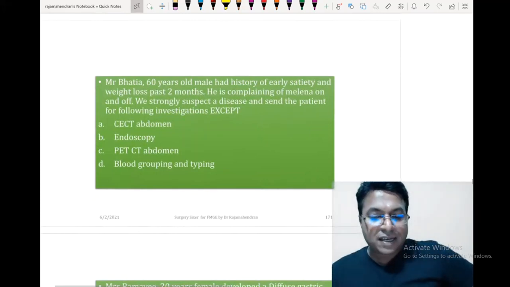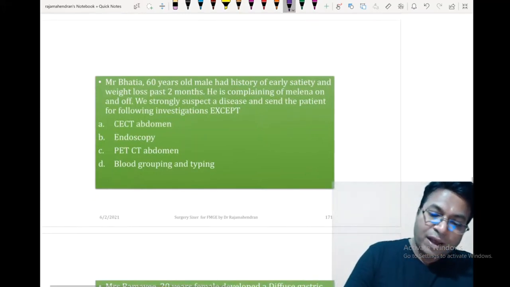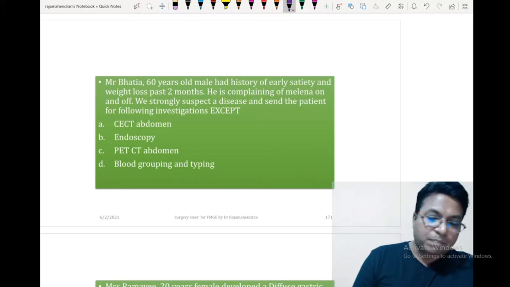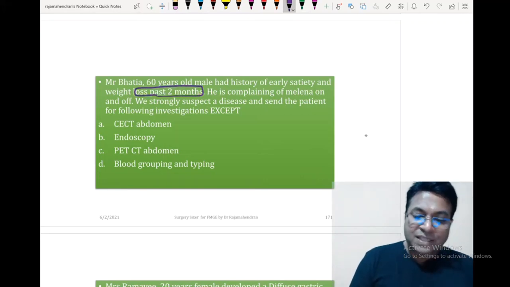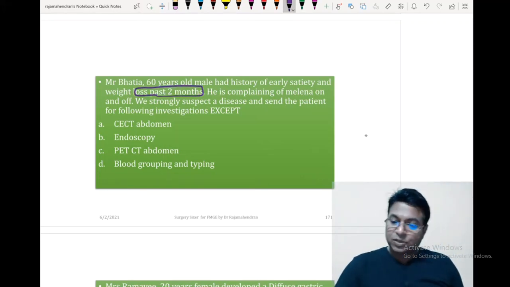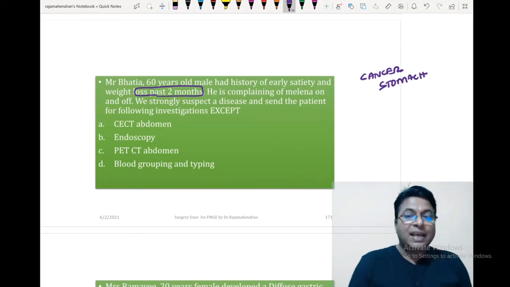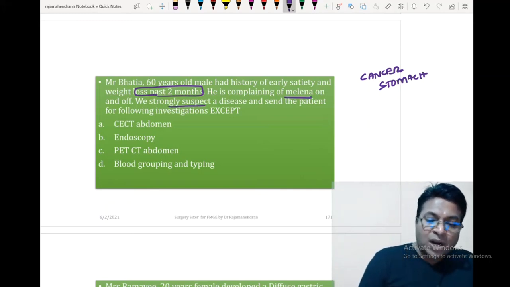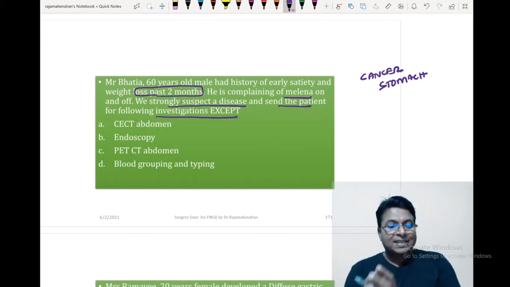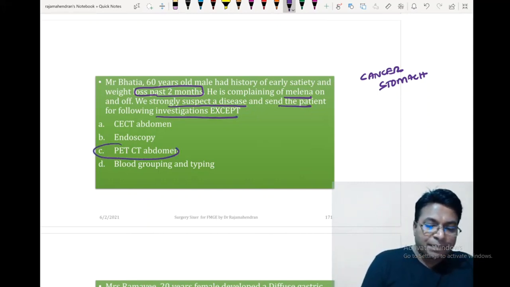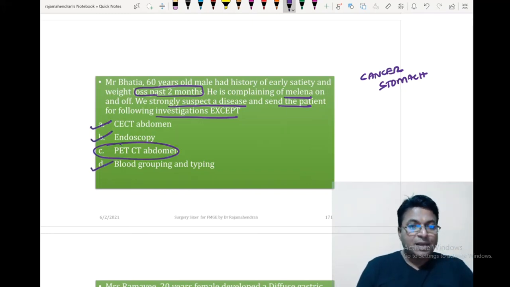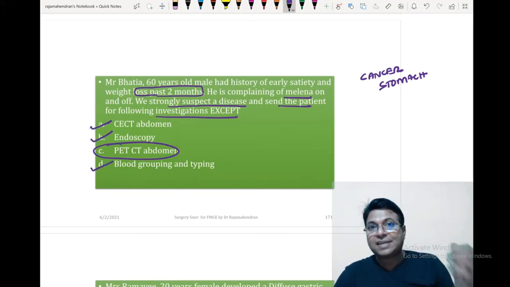Mr. Bhatia, 60 years old male, had a history of early satiety and weight loss for the past 2 months. So diagnosis over, cancer stomach. If there is a cancer stomach, the patient will have early satiety and weight loss. He is complaining of melena. We strongly suspect the disease and send the patient for the following investigations. For a cancer stomach, we don't do PET CT. So we will do CT abdomen, endoscopy and blood grouping for surgery. So PET CT is not indicated in cancer stomach cases.